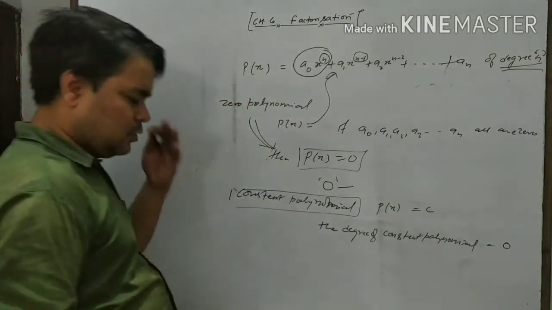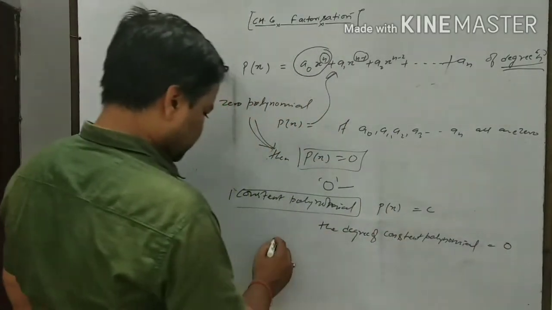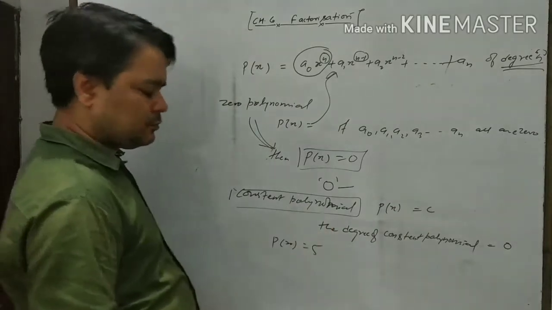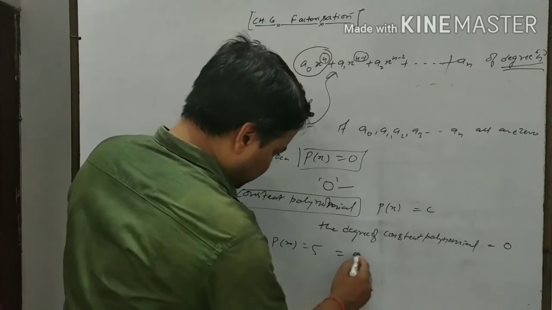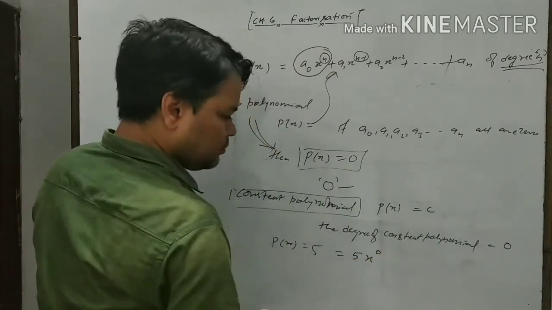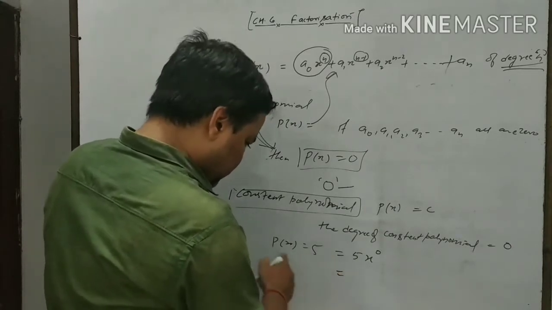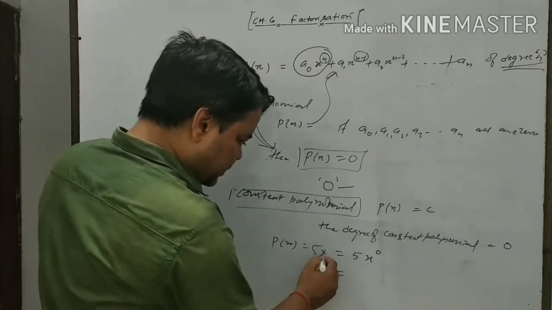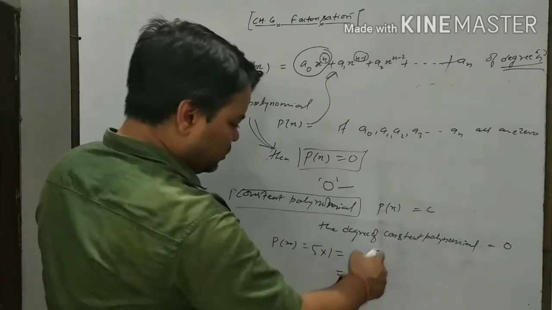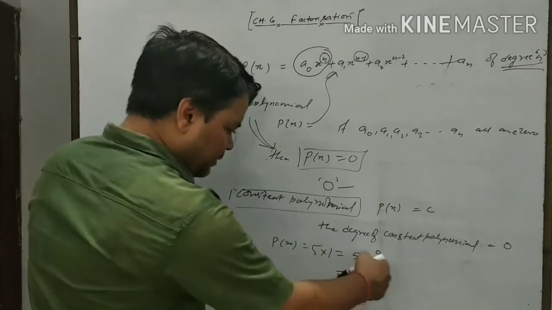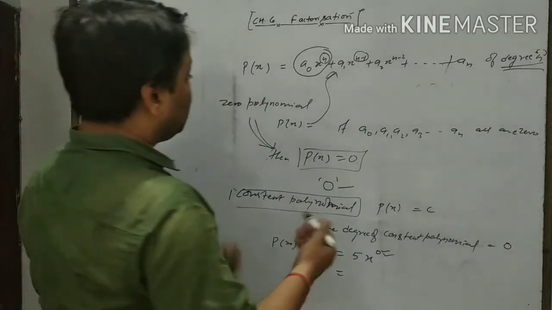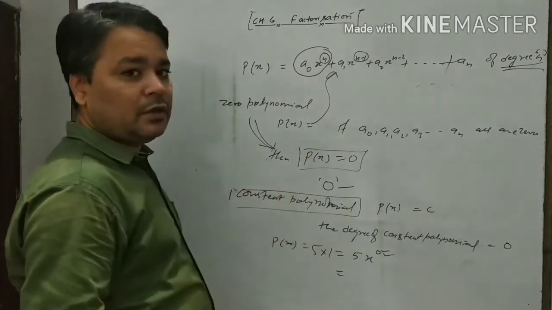Okay, because if I write here p(x) is equal to 5, then 5 can be written as x raised to the power 0. You know that p(x) is equal to 5 can be written as 5 into 1, and 1 can be written as x raised to the power 0. Therefore the degree of the polynomial is 0.